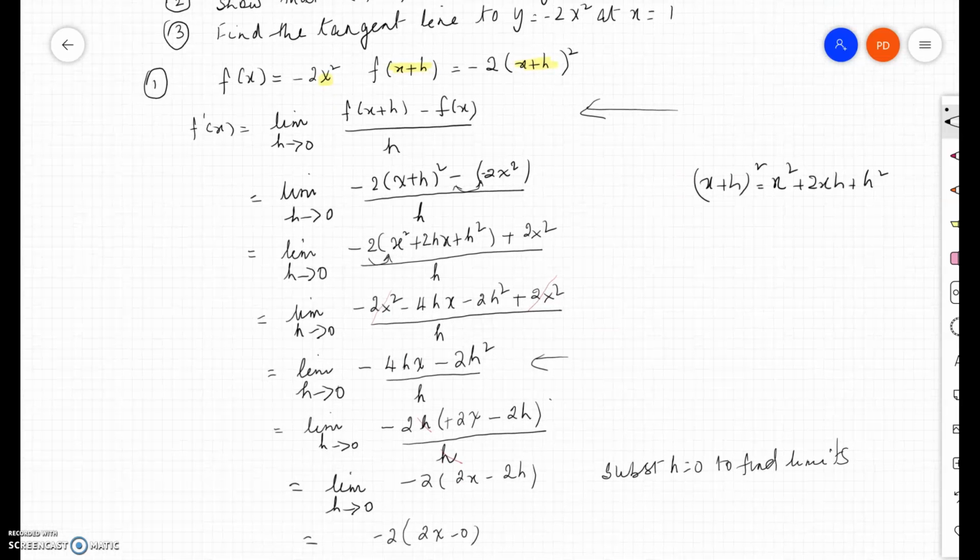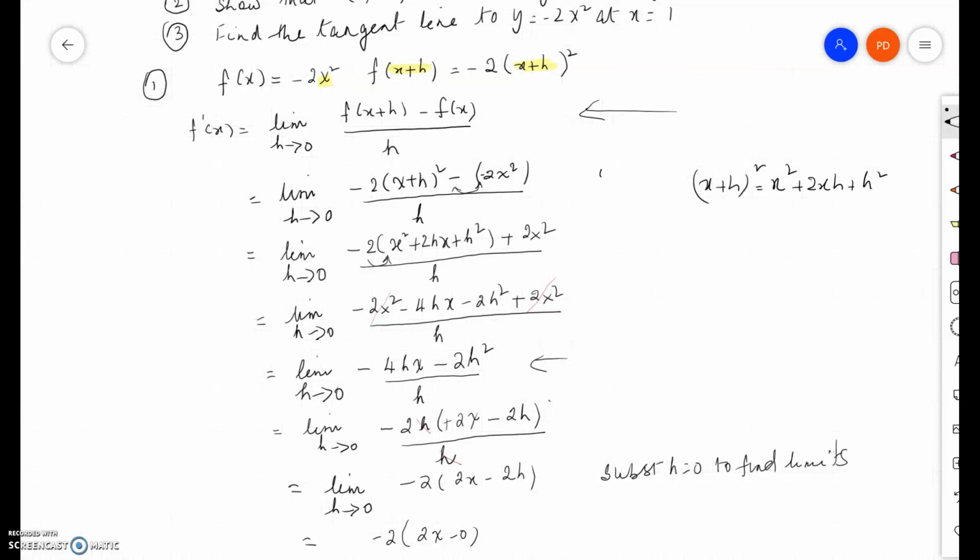Remember that at this point, when you substitute h equals 0, you get 0 over 0, and that's why we simplify it completely. And our goal is to cancel the h in the denominator with the factored h in the numerator. So we have come to a point where we can factor out the h. So once we factor the h out, it gets cancelled with the h in the denominator.